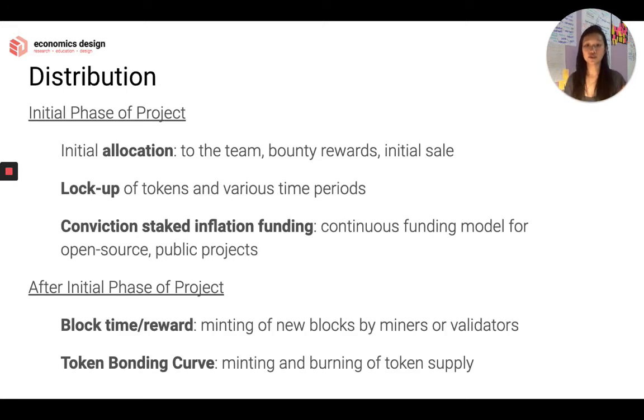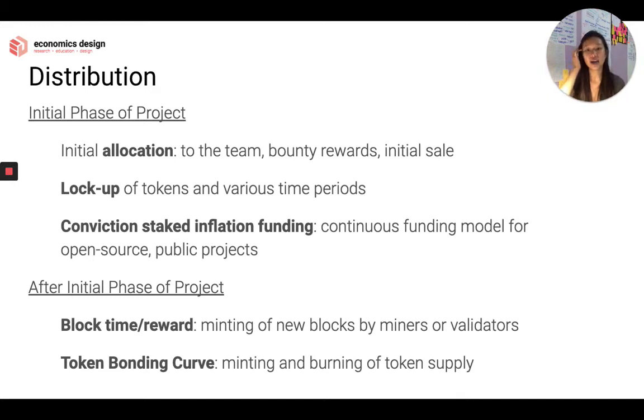When we talk about distribution, we are looking at distribution at 2 stages. The first one is the initial stage. So we look at initial allocation, lockup period, amount locked up, what's the expectation of them entering the ecosystem. We are also going to look at conviction state inflation funding. So it's a new funding, continuous funding model. We're going to talk about that in the next session.